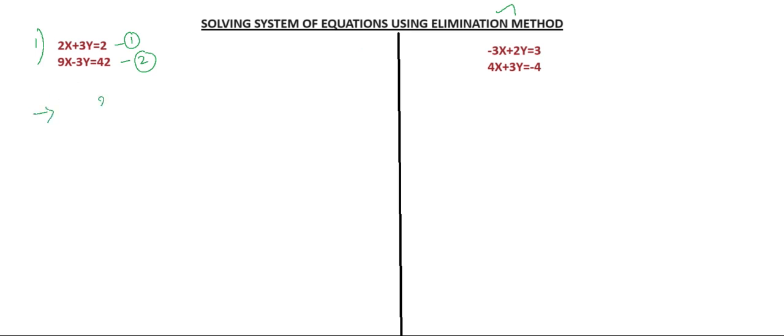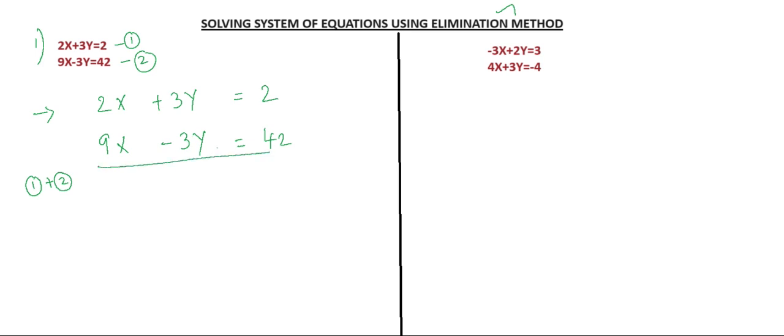So let's go with the first equation, 2x plus 3y is equal to 2. Here you have 9x minus 3y is equal to 42. What we are going to do is add equation 1 and 2. When you add, let's see whether we are able to eliminate any variable. Your plus 3y and minus 3y will get cancelled. So automatically a variable gets eliminated here, which will not be the same for all equations.